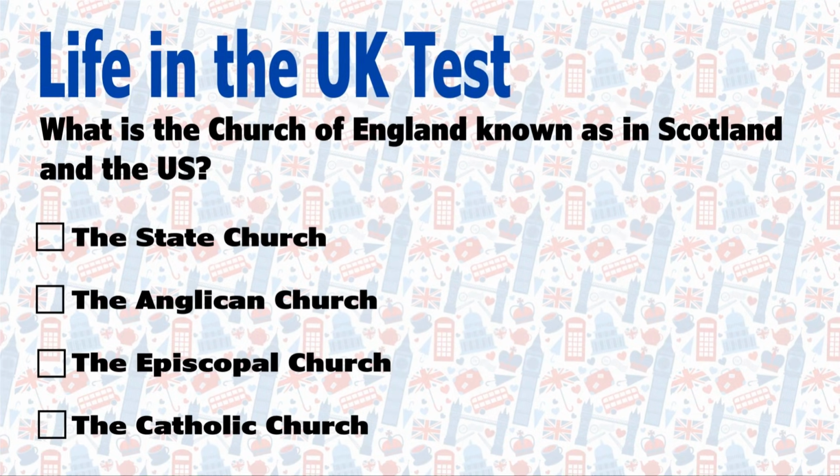What is the Church of England known as in Scotland and the US? The State Church. The Anglican Church. The Episcopal Church. The Catholic Church. The Episcopal Church. The official church of the state is the Church of England, which is called the Episcopal Church in Scotland and the United States. It is a Protestant church.